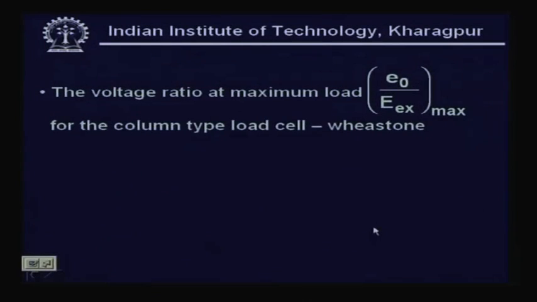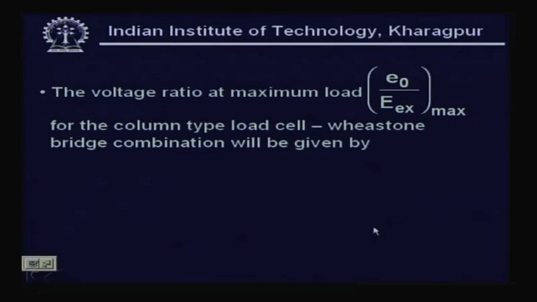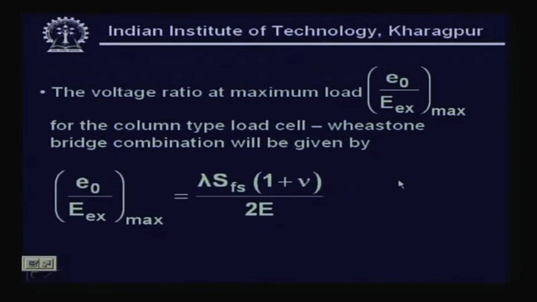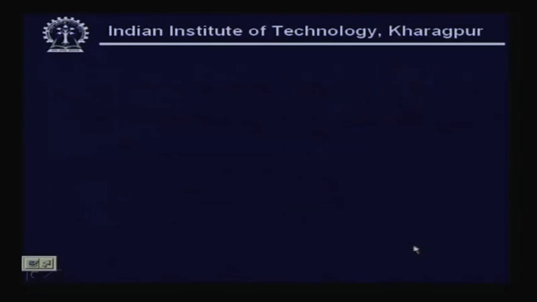The voltage ratio at maximum load, E naught upon E subscript x maximum, for the column type load cell, will be given by E naught by E x maximum equals lambda SFS, I mean fatigue strain, times 1 plus nu by 2E.